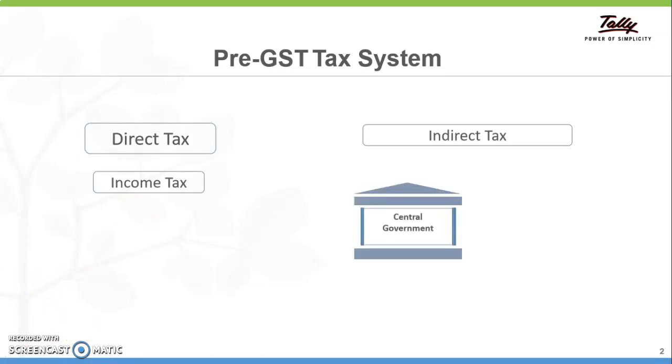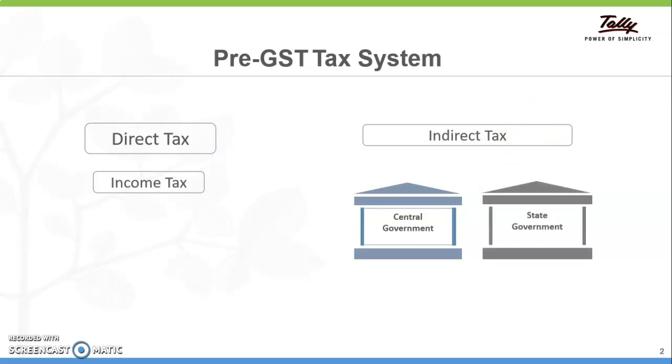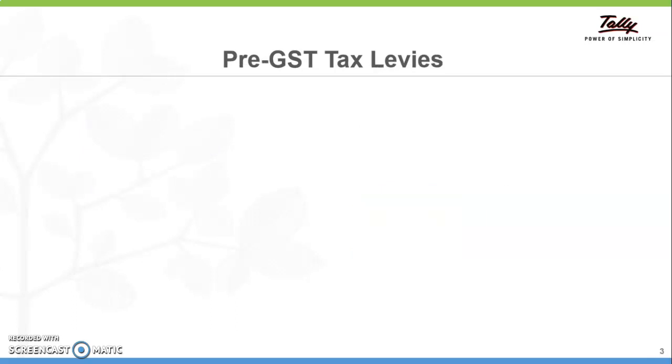Income tax is levied by the central government only, so that's why he has not given the bifurcations. Directly, income tax is levied by the central government. In case of indirect tax, some taxes are levied by the central government and some taxes are levied by the state government. Now, which taxes are levied by the central government and which by the state government, we will see in the next slide.